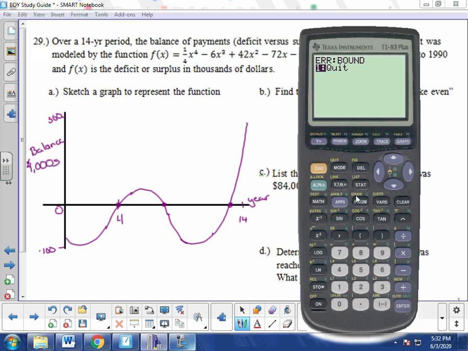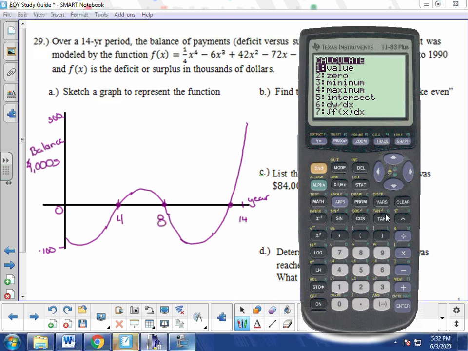Let's try this again. So second trace, zero, move it over to the right, left bound. Make sure I'm on the left side of that zero, move it to the right side, and then it's going to give me another zero, which is 8 here.